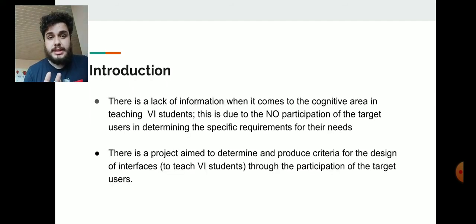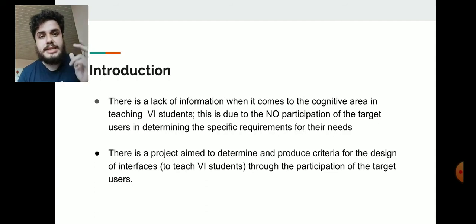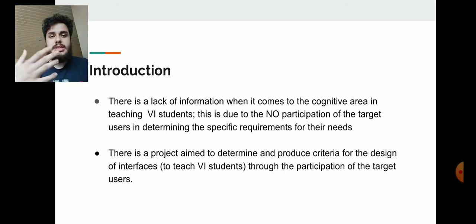Now we have the introduction, where they explain that there is a lack of information when it comes to the cognitive area of teaching visually impaired students. They don't know what they need because they don't use them as a target user, so they don't get the feedback of the visually impaired students. That is what this project is about, or this article, sorry.